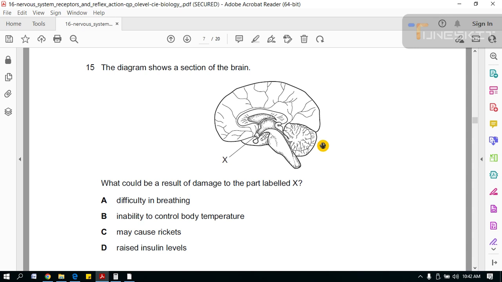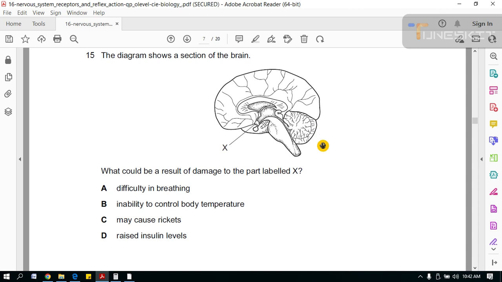Option A: difficulty in breathing, inability to control body temperature, may cause rickets, raised insulin levels. So, what do you think? What could be the result of the damage to the part labeled X? What is labeled X? It is the hypothalamus. So, where is the hypothalamus involved? We know it is involved in controlling body temperature. Anybody whose hypothalamus is damaged will not be able to control body temperature. So, option B is correct, dear students.